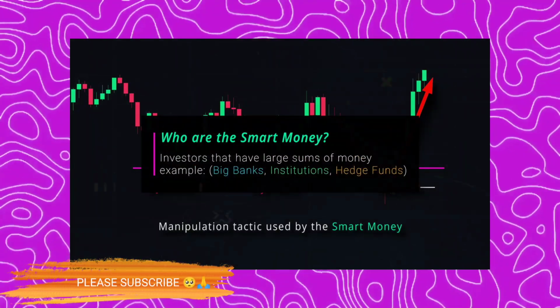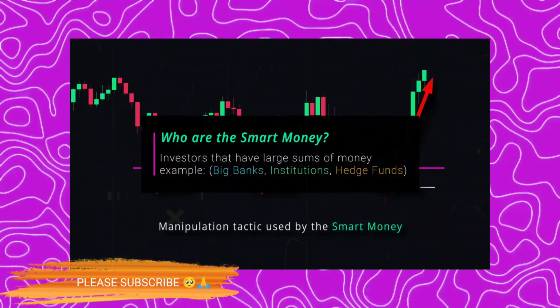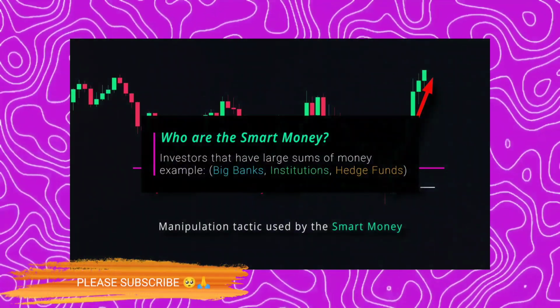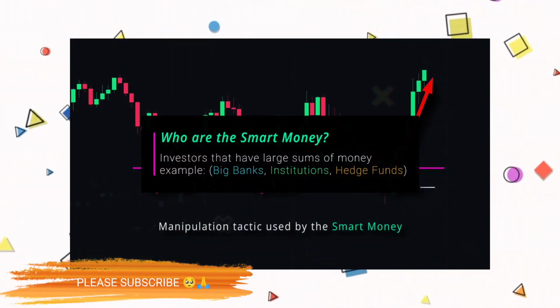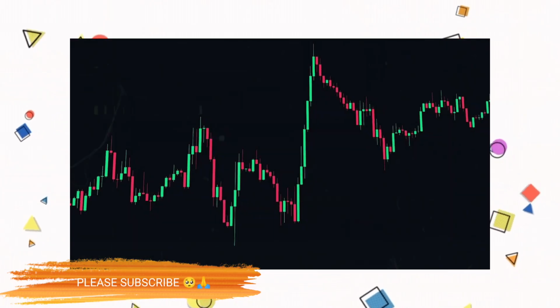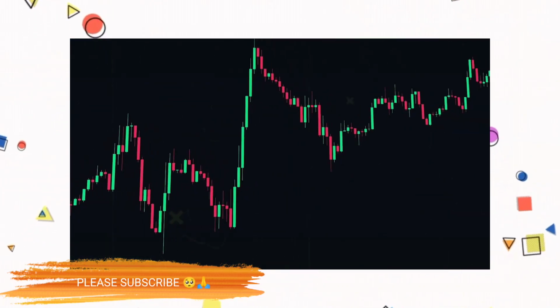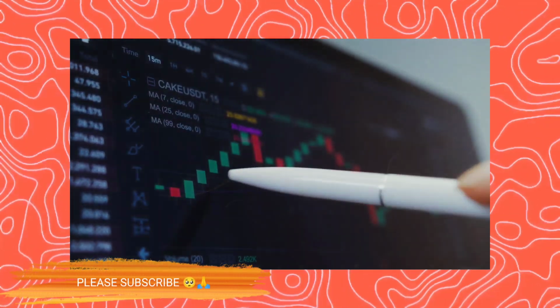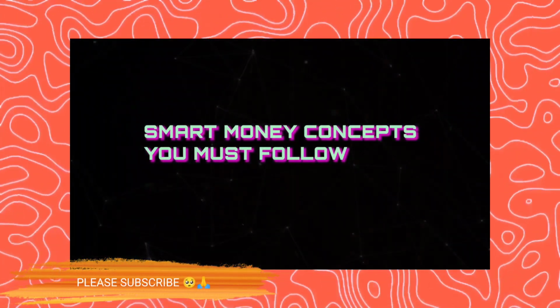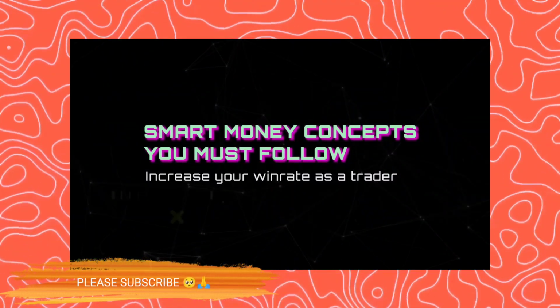Smart money are investors that have large sums of money. Think of it like the big banks, institutions, or hedge funds. Because these investors have a large amount of capital to trade, they are actually the ones moving the market. Meaning, if we're able to somehow figure out their way of thinking, or even better, knowing what their trading strategy is, we can use it to our own advantage and make a profit. And so, with that being said, here are several smart money concepts that you must follow in order to increase your win rate as a trader.